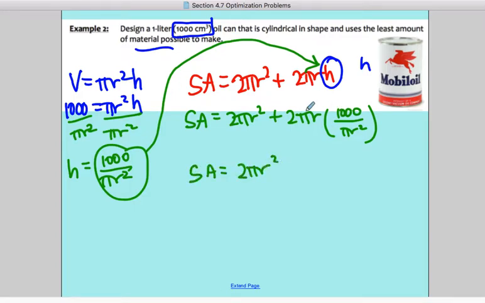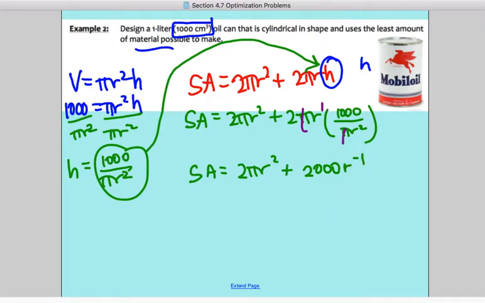So the first part stays the same. So we really have 2,000. My pi's will cancel. And then I have an r to the first over an r to the second. I'm going to rewrite it with a negative exponent just because it'll be easier to take the derivative. Okay, so I will have r over r squared, which is really r to the negative 1.